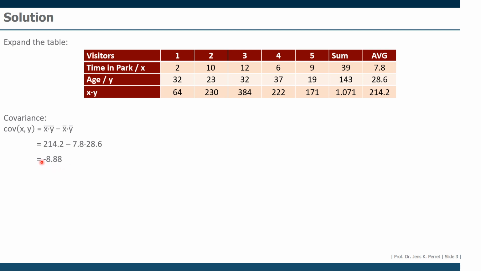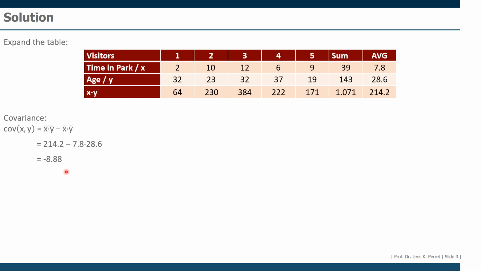Well, I definitely see this as a negative relation. So younger people spend more time in the park, but I'm not really so sure what the 8.88 means regarding the strength of the relation, because the covariance can be anything between minus and plus infinity. So the question is, is 8.88 large or small? That's actually a big problem.